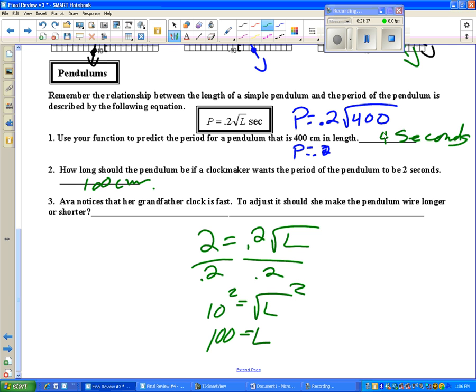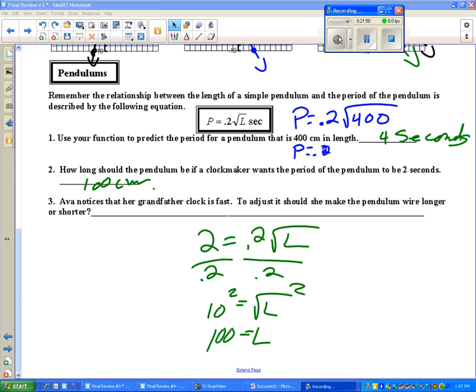Alva notices that her grandfather clock is fast. To adjust it, she should make the pendulum wire longer or shorter. Slower means longer. The clock is going too fast. I want to slow it down, so I need to make the string longer.